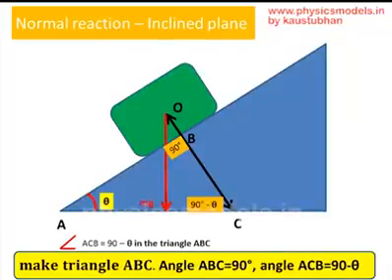So OBC is perpendicular to the slope. Therefore, in that triangle ABC, the angle at B is 90 degrees because we drew the perpendicular. A is theta, therefore the angle at C is 90 minus theta, so the sum of those angles in that triangle is 180 degrees.